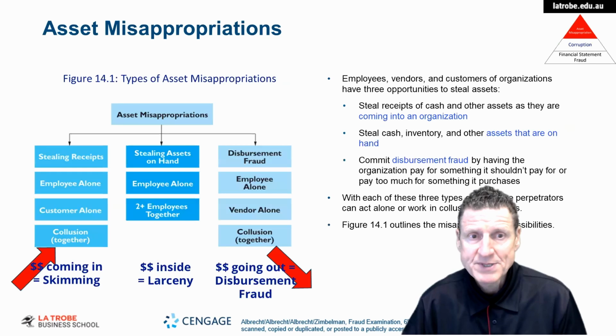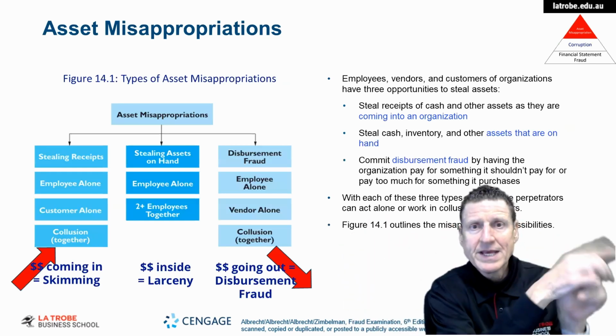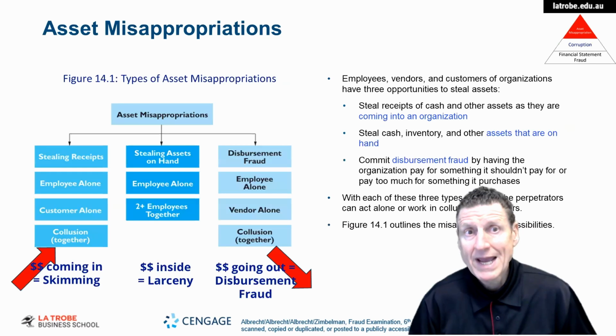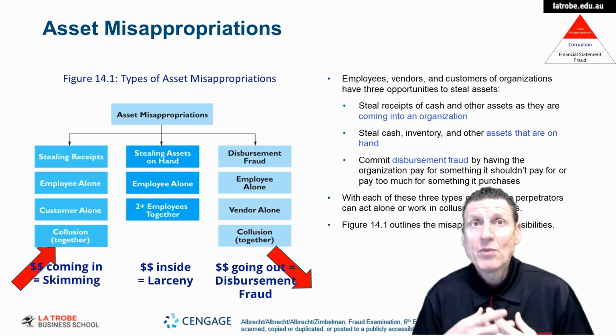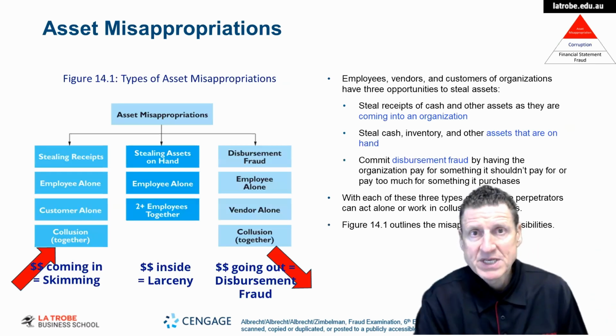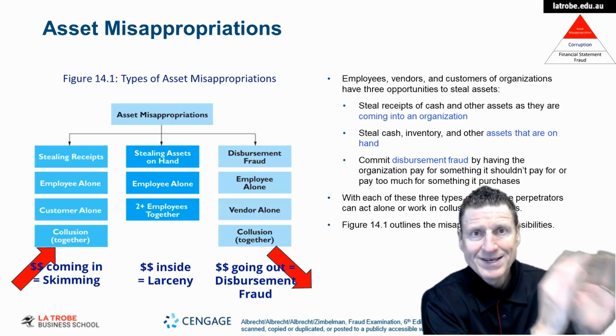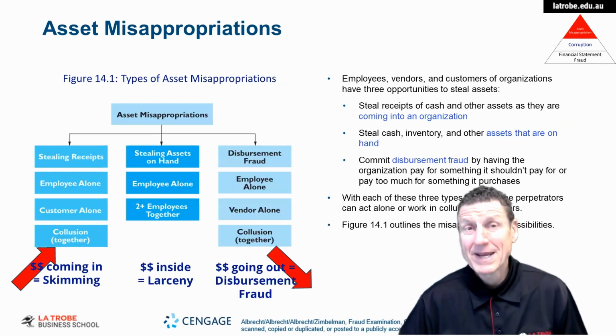And so there are different types of skimming schemes, there are different types of larceny schemes, and there are different types of disbursement schemes. So you've got the in, you've got the during, and you've got the out. And that's the best way to understand what we mean by skimming, larceny, and disbursement fraud. You could say S, L, and D, and make up a word out of that.